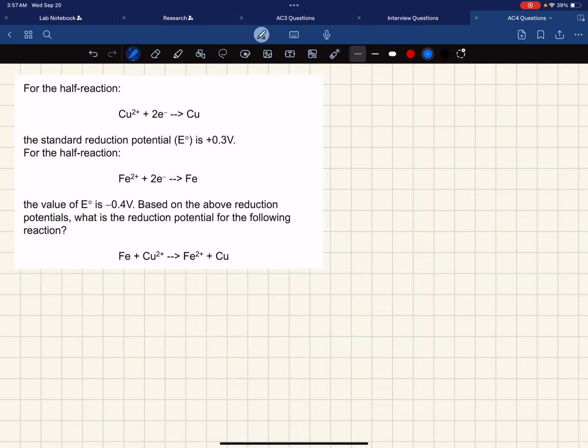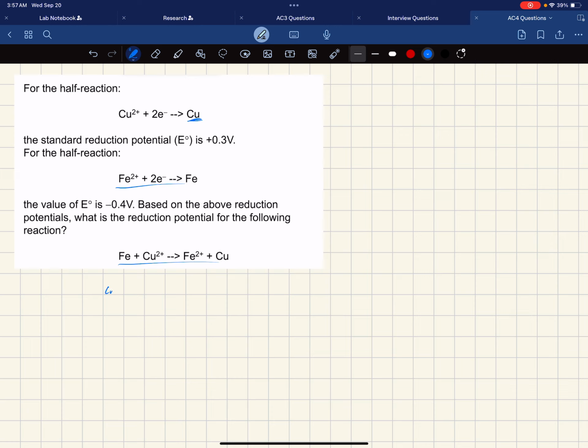It's basically a Hess's law question, so you take your two half reactions and add them together so that you can get this as your final reaction. In the final reaction, you've got your elemental copper on the right hand side, and your elemental iron on the left hand side. So we're going to have to flip the second equation.